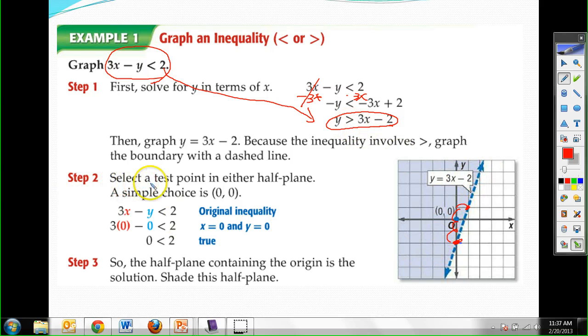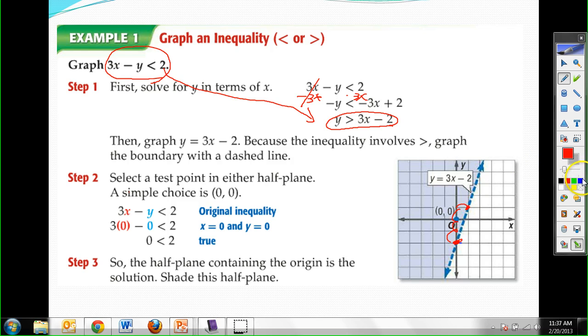Step 2 was select a test point in either half plane. A simple choice is 0, 0. A lot of these you can just use 0, 0. So if you put in 0, 0 for x and y, then you have 3 times 0 minus 0, which is 0. So 0 is less than 2. If this is true, that means it's going to include that testing point 0, 0. So they shaded in everything to the left of this line, where y is greater than 3x minus 2. Here's your graph, and this is the shaded portion. The half plane containing the origin is a solution. Shade this half plane on the left.